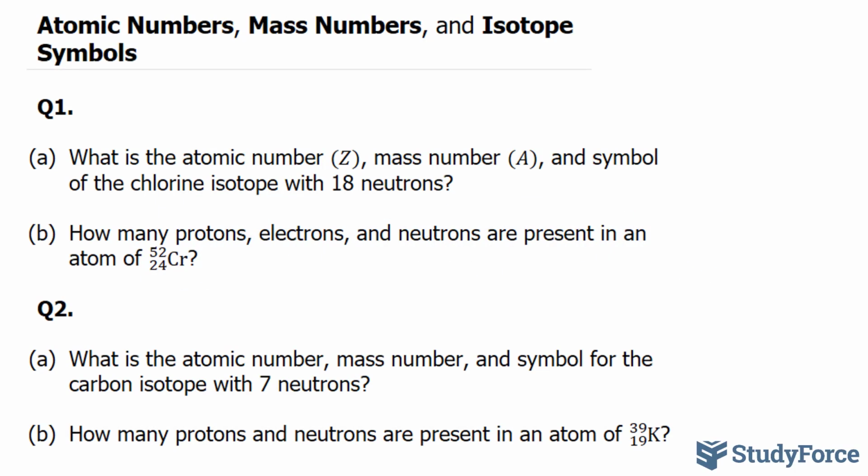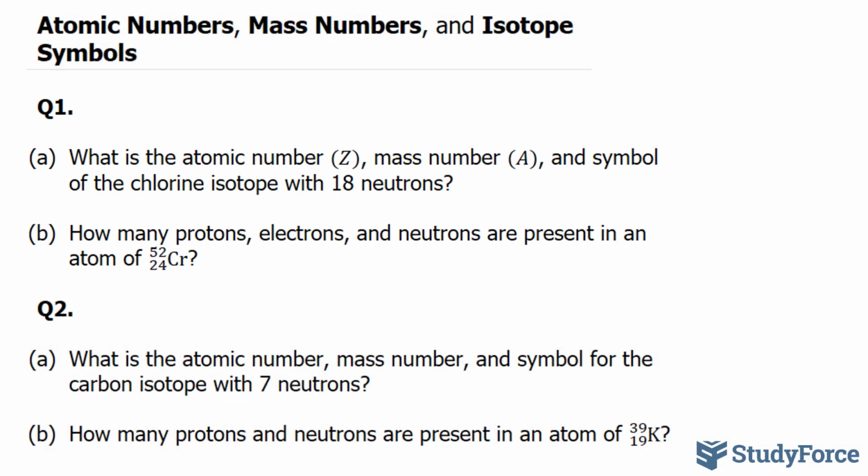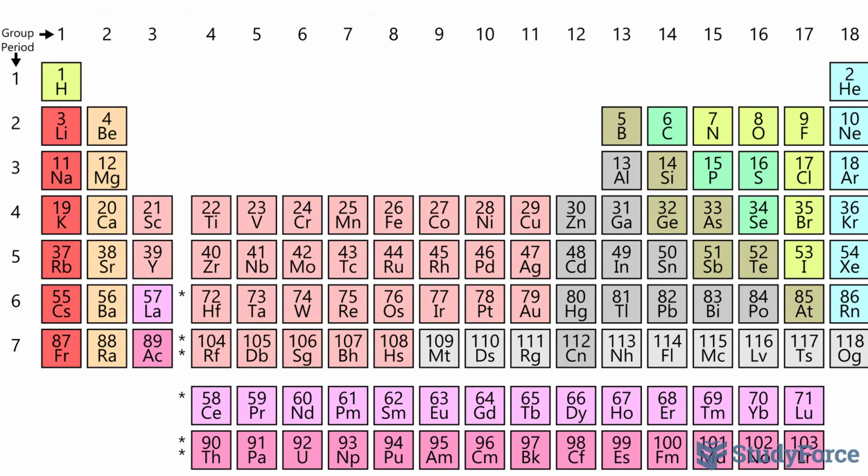In this video, we'll be discussing atomic numbers, mass numbers, and isotope symbols. Question 1 reads, what is the atomic number, mass number, and symbol of the chlorine isotope with 18 neutrons? I'm going to start by pulling up a periodic table.